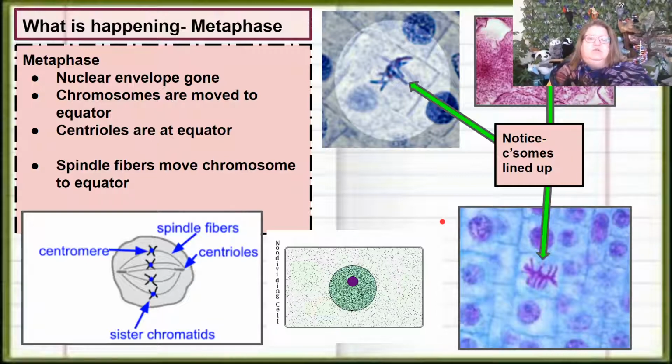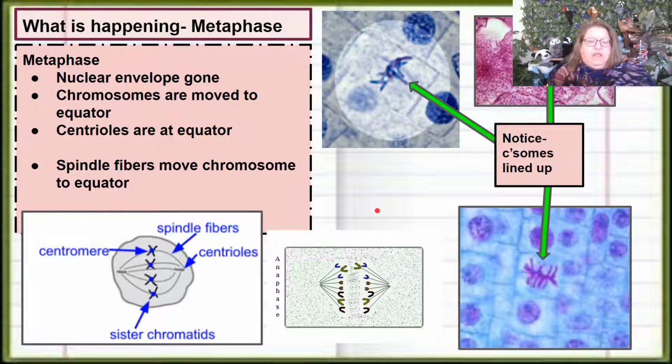Now, the chromosomes have been moved to the center line of the cell, and we call that the equator. And they're all lined up, and this is the cell organizing them.